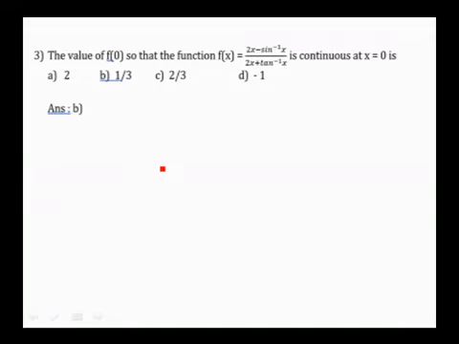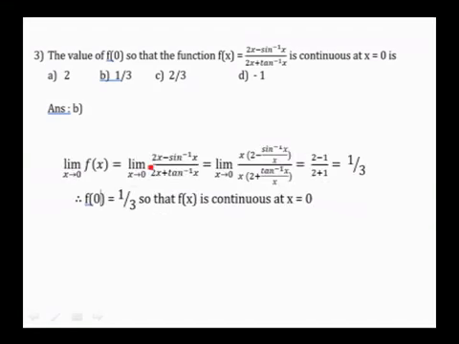The value of f(0) so that the function f(x) equals (2x minus sin inverse x) over (2x plus tan inverse x) is continuous at x equals 0 is: a) 2, b) 1 by 3, c) 2 by 3, d) minus 1. If I take x as a common factor in the numerator and also in the denominator, I am trying to find the limit of f(x) as x tends to 0. So x and x get cancelled. In the numerator it is 2 minus 1, and in the denominator it is 2 plus 1.